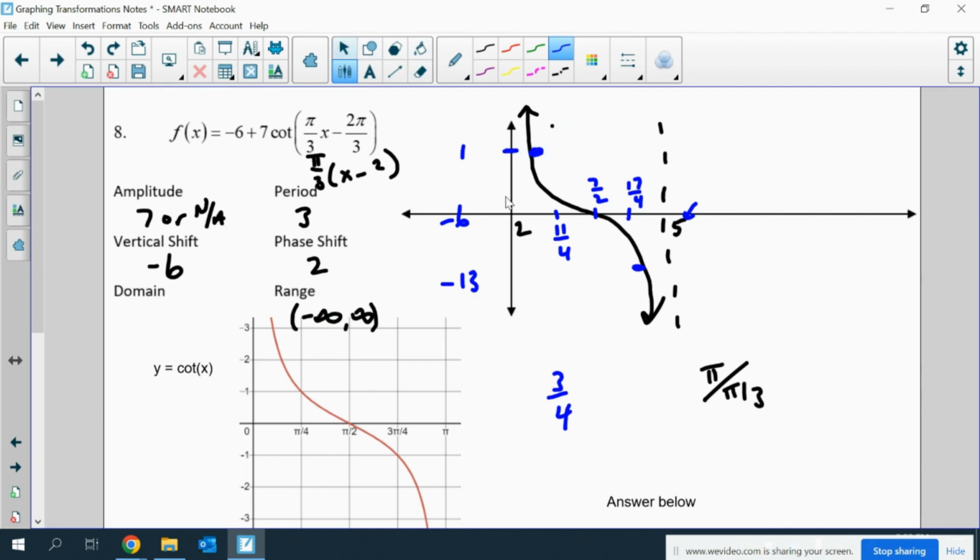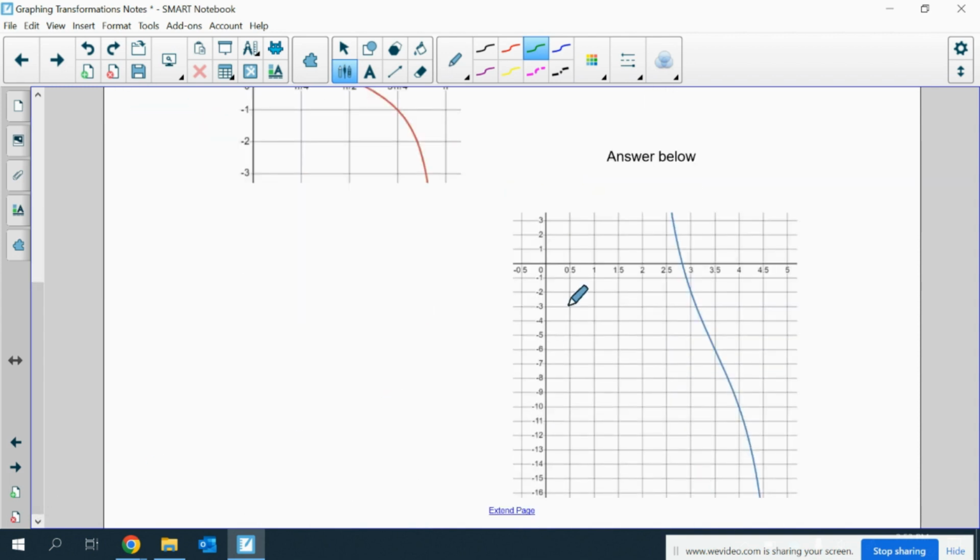Now the last thing is the domain, where my asymptotes are. And my asymptotes are at 2 and 5 and so on. So x cannot be 3n because it's an interval of 3 and then plus 2. So if I plug in 0, I get 2. If I plug in 1, I get 5, and so on. And then there is an example of the graph, and the asymptotes are at 2 and 5, which I drew very poorly.